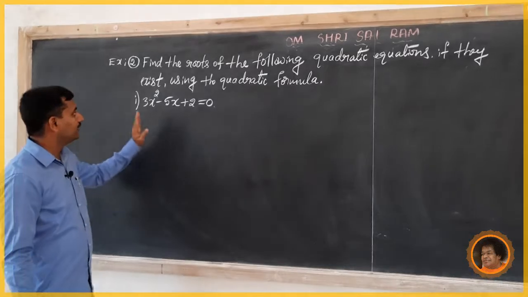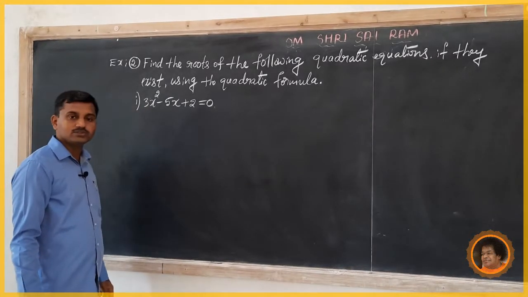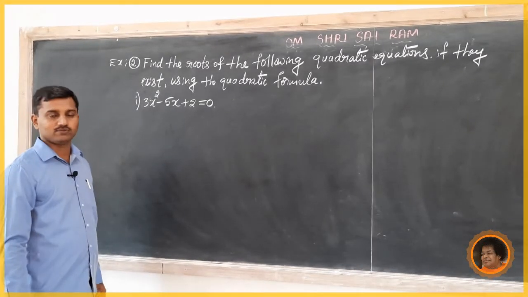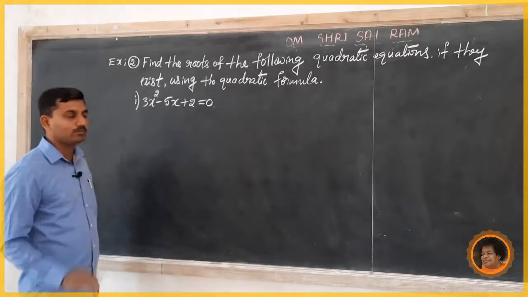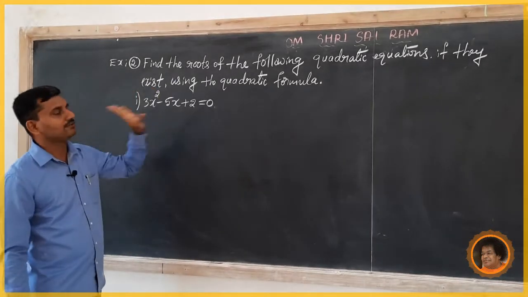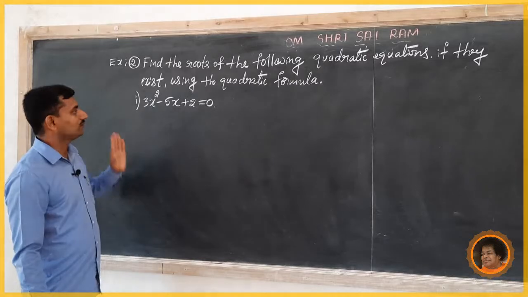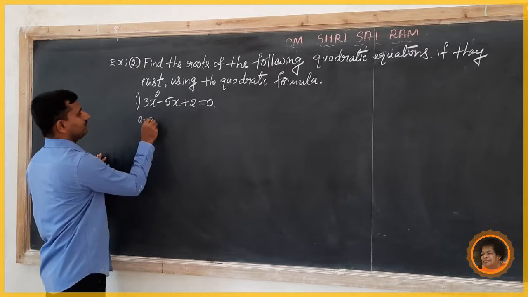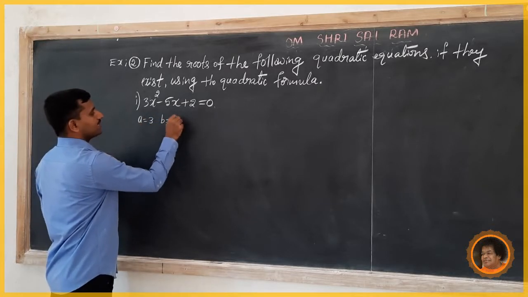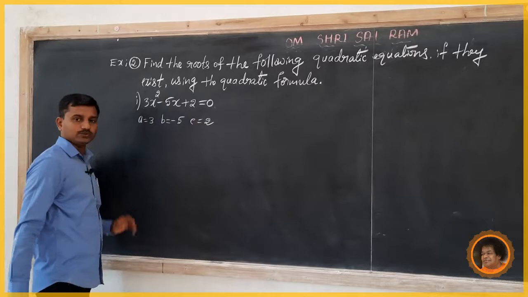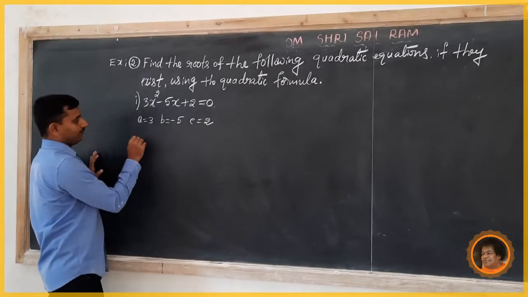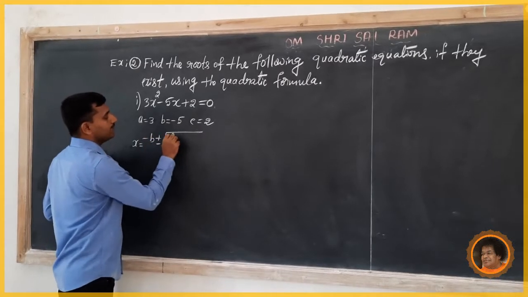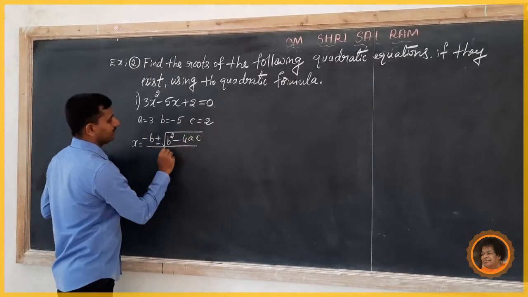How to check whether the given equation has real roots or not? There is one condition: first find the value of b square minus 4ac. Or one more method: by using the quadratic formula we can find the roots of the quadratic equation. So first, the formula method. Here a equal to 3, b equal to minus 5 and c equal to 2. So what is the quadratic formula? x equal to minus b plus or minus square root of b square minus 4ac, divided by 2a.